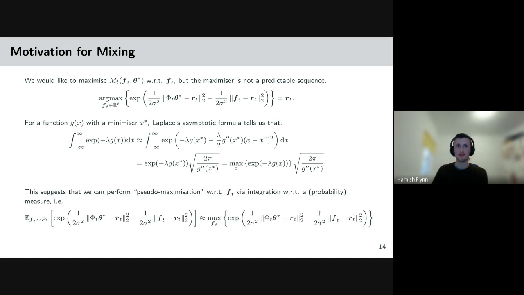So roughly speaking, this suggests that we can perform pseudo maximization of MT with respect to the sequence FT by integration with a probability distribution. And in our case, the equivalent of g of x actually is quadratic, so the second order Taylor approximation is exact. But regardless of the motivation, we'll see that by mixing over sequences FT, we can obtain quite nice confidence sets.